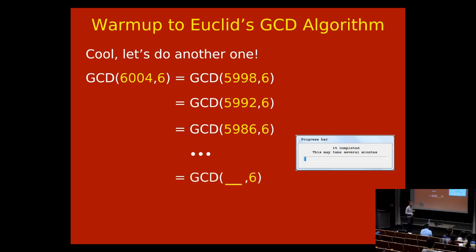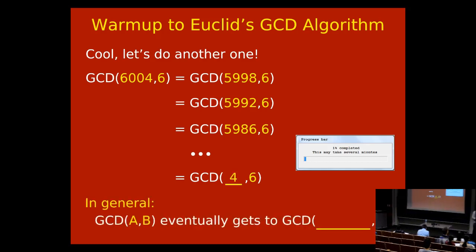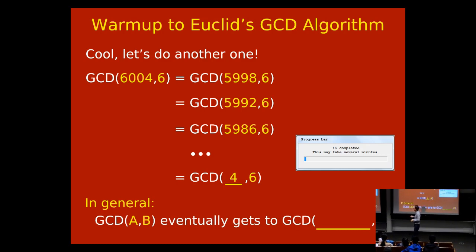In the end, at what point will we get down to something where things will change? What will go in here? 4, yeah, right? Because we'll keep subtracting 6 from this number many, many times. After 1,000 times, we'll get down to 4 and 6. And then we're almost done. Then it's the same as 4 and 2, and 2 and 2, and 2 and 0, and the answer is 2. But in general, if you wanted to skip all these intermediate subtractions, if you have the GCD of A and B, and A is way, way bigger than B, what will you get down to here? Yeah, A mod B. You'll get down to the remainder of A when divided by B, because you'll just keep taking out copies of B until you're left with something smaller than B.